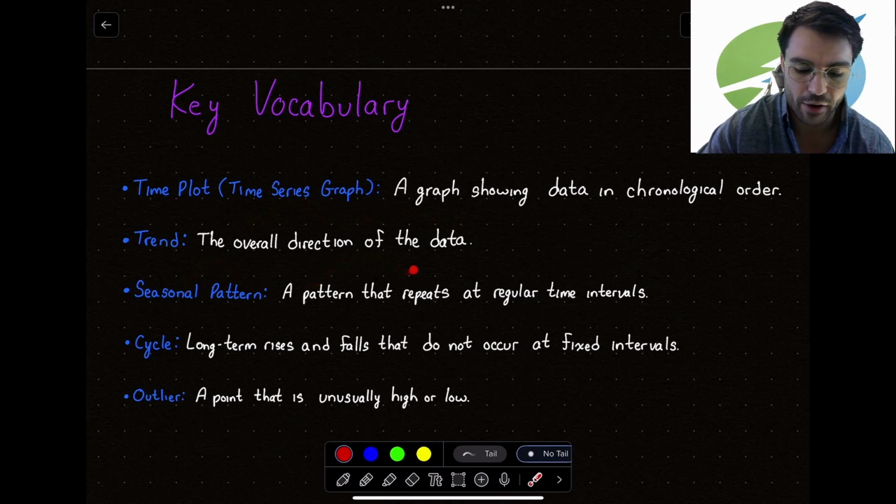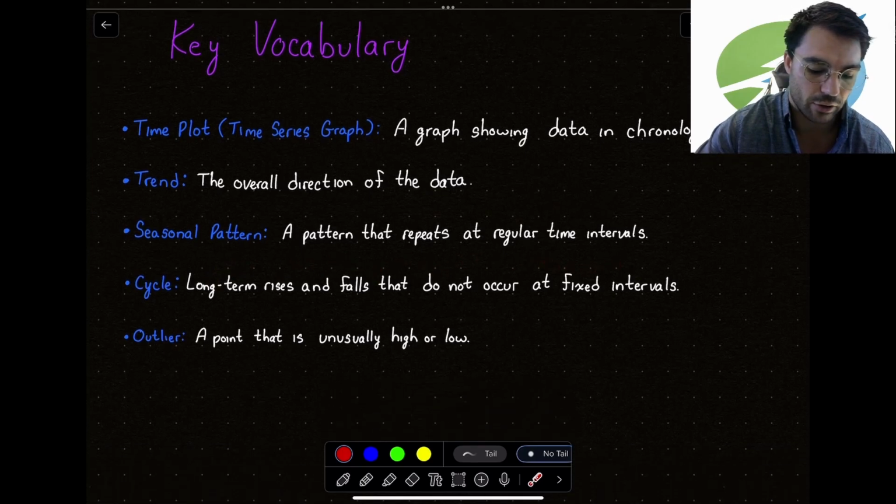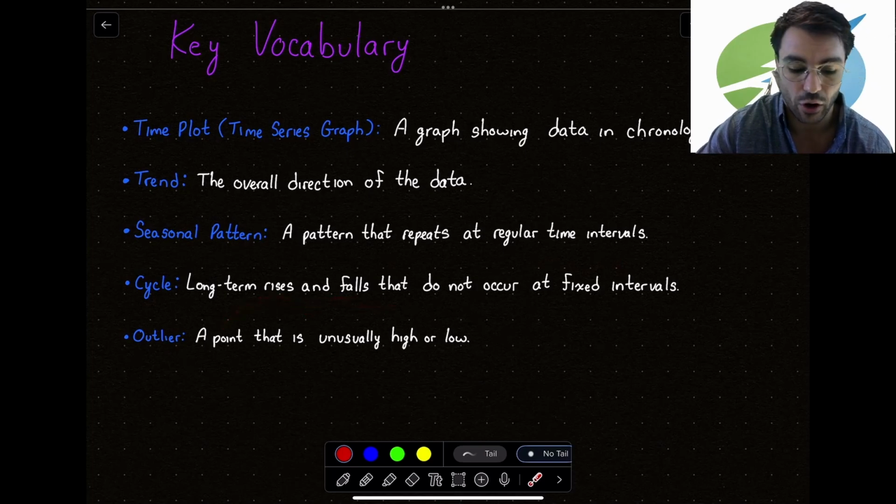Seasonal pattern: a pattern that repeats at regular time intervals. Cycle: long-term rises and falls that do not occur at fixed intervals. And an outlier, which I've discussed in a previous video: a point that is unusually high or low. Okay.